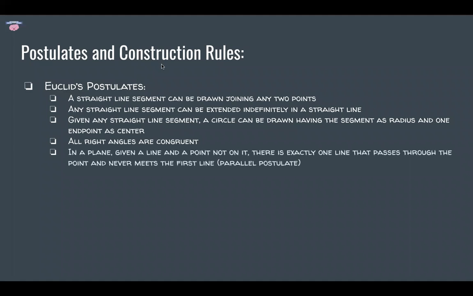Last one, in a plane, given a line and a point not on it, there's exactly one line that passes through the point and never meets the first line. This is also called the parallel postulate, and you'll see why in a few lessons. So first, we're given the line and a point not on it. It says there is exactly one line that passes through this point and never meets the first line. Since it's a postulate, it does not have to be proved.